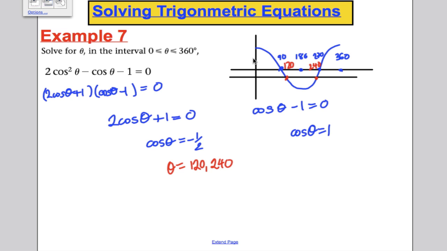And where is cos theta 1? Well, it's 1 at 0 and it's 1 at 360. So our answers for theta in order are 0, 120, 240 and 360.